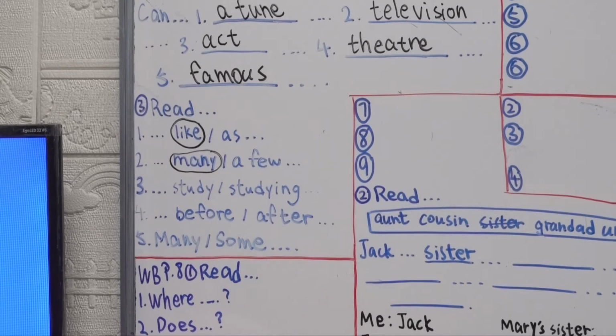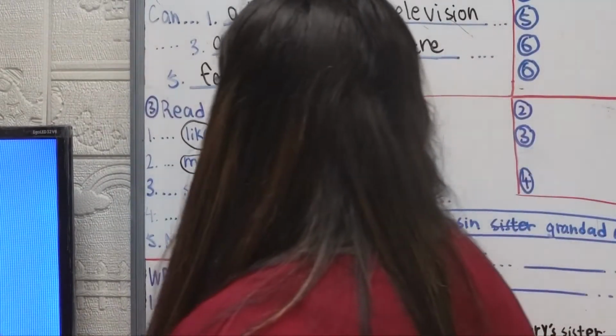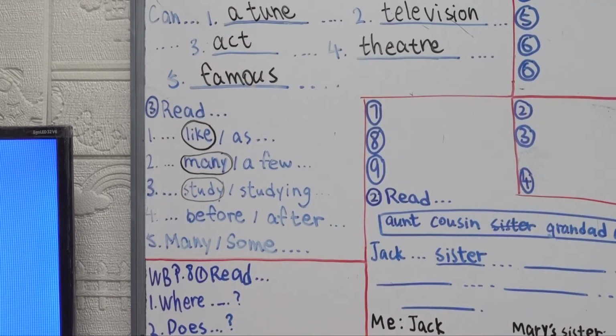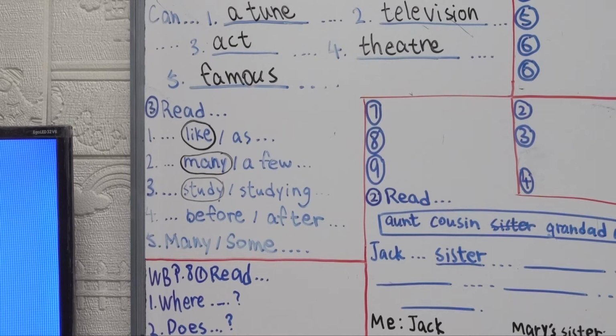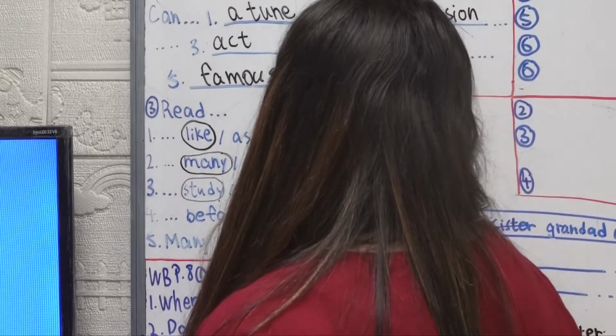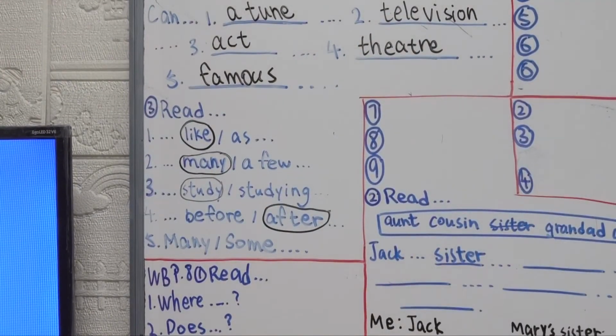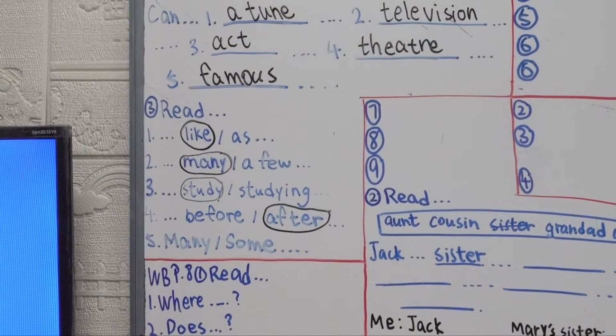Alright, 3. Students also study or studying music. Students also study music. They get jobs in television before or after they leave school. Of course, after they leave school, right? Many or some students become famous.